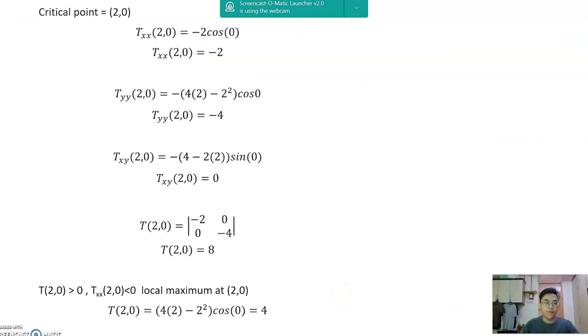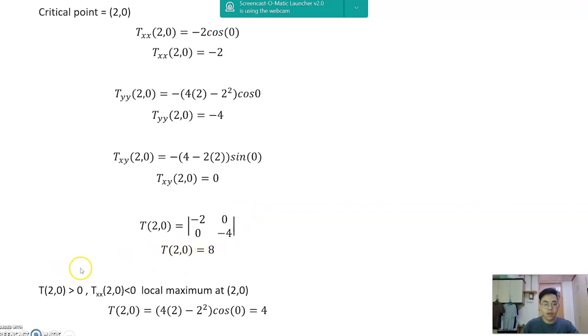After that, we need to verify whether this critical point is a local maximum, local minimum, saddle point, or inconclusive first. So we substitute the critical point into the derivatives of temperature with respect to xx, yy, and xy. We will get the answers, which are -2, -4, and 0. We substitute these three answers into the formula and we get that the answer is 8.